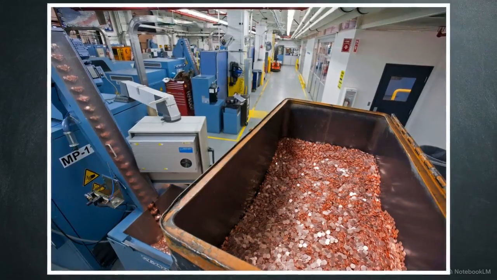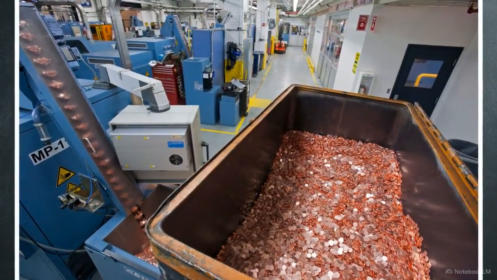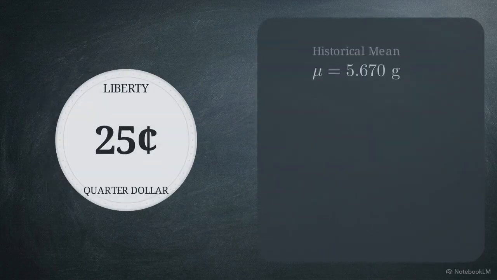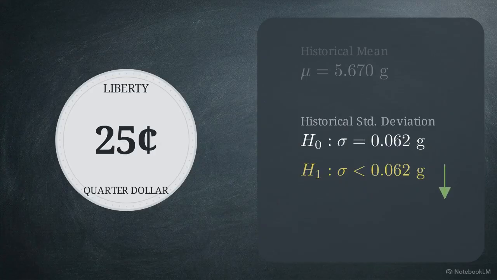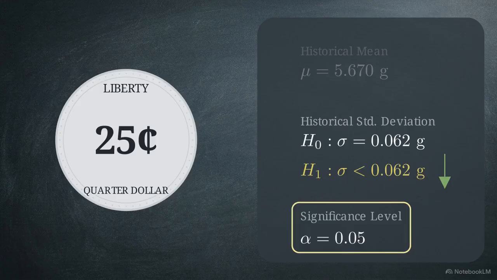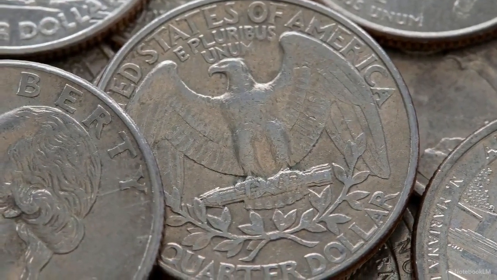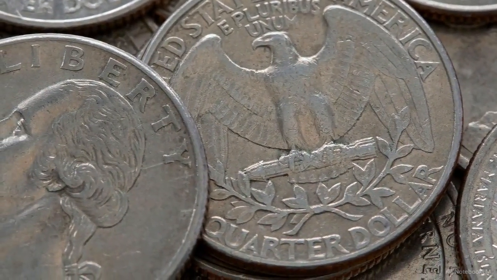Let's test this. The U.S. Mint implemented a new manufacturing process designed specifically to make the weights of its quarters more consistent. Their historical specifications dictate a mean weight of 5.670 grams, with a standard deviation of 0.062 grams. We need to verify the Mint's claim that this new process actually reduces that standard deviation, using a 0.05 level of significance. They pull a simple random sample of 24 new quarters. When weighed, this batch yields a sample standard deviation of roughly 0.048 grams.